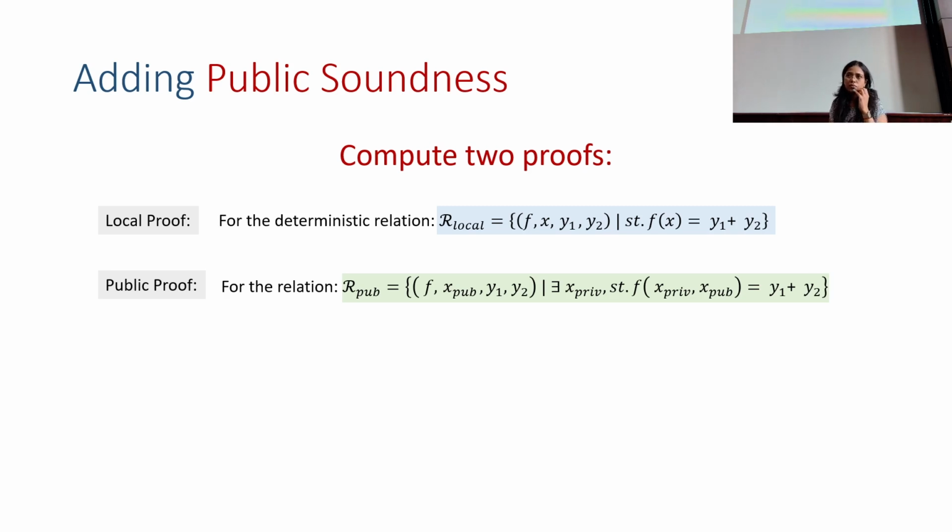And note that verifying a proof for this particular relation doesn't require knowledge of X, and hence can be publicly verified, and that's how we're going to ensure public soundness. One thing to note here is that for the public proof, because it's going to be publicly reconstructed, we're going to have to use a zero knowledge SNARG, not just a regular SNARG, because a regular SNARG might leak information about the witness.